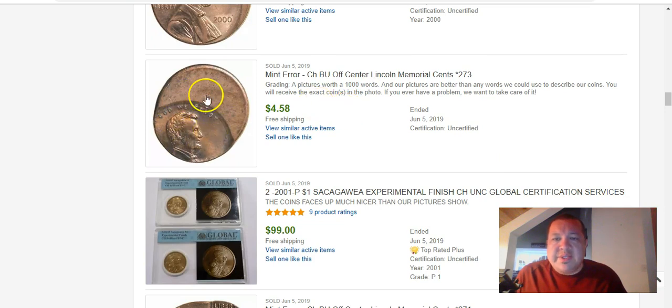Here's another one right here. Just to reiterate, if your off-center coin error has a fully legible date, those sell for a considerable amount more money than this $4.58 you see here. Generally, it's anywhere from 5 to 10 times that.